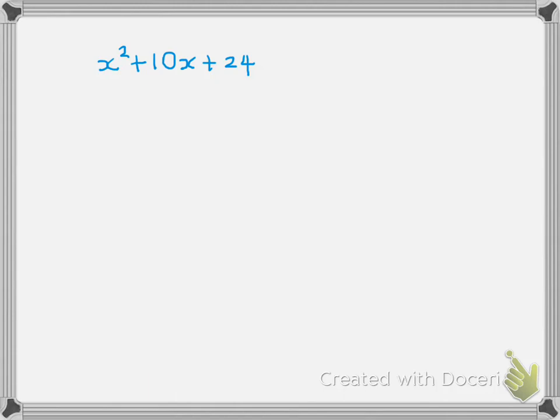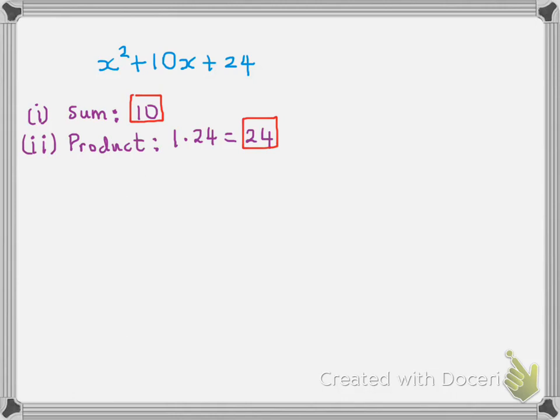x squared plus 10x plus 24. We want to factor this trinomial in the same way that we just did. We are looking for two numbers that add up to 10, the coefficient of the middle term. And when you multiply the leading coefficient, the coefficient of x squared, which is 1, by the constant term, which is 24, your result is 24. So your numbers must add up to 10 and multiply to 24.